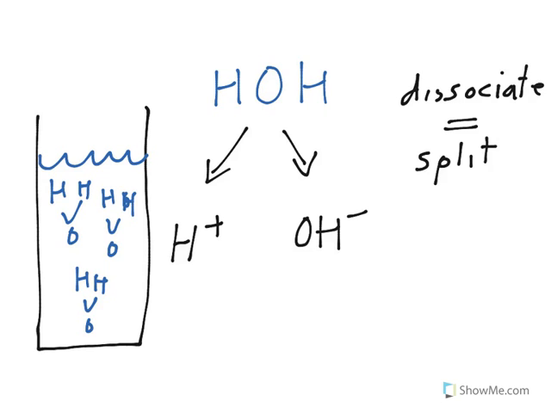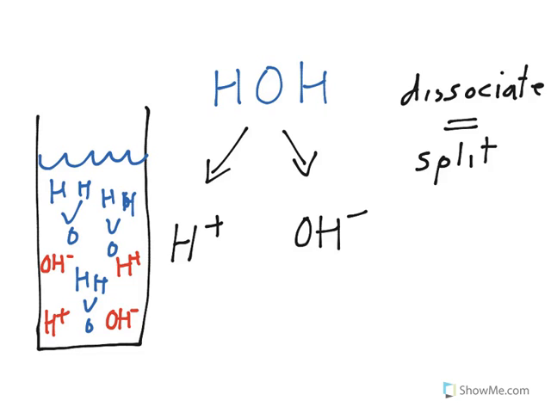So when I look at my glass of water, I don't have pure H2O. What I really have is mostly H2O, but I also have a few H+ ions and a few OH- ions floating around in there. Now, the H+ ions are referred to as hydrogen ions. The OH- ions are referred to as hydroxide ions. So that's what I have here. Even though I have mostly H2O, I have a few of these hydrogen ions and a few of these hydroxide ions.